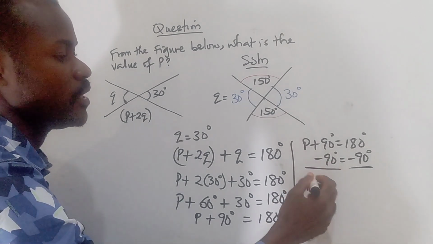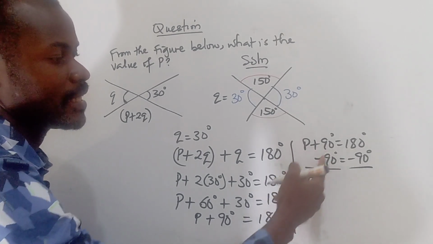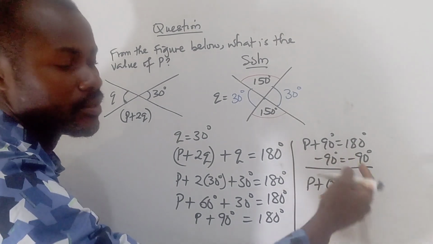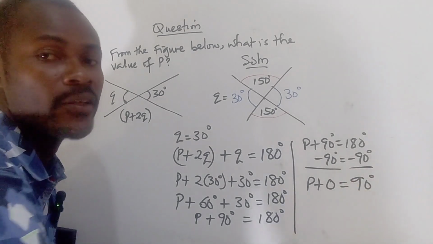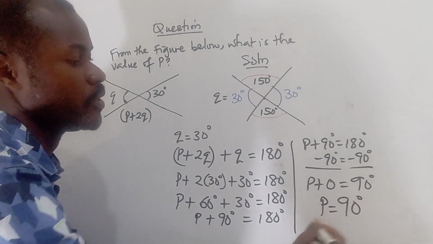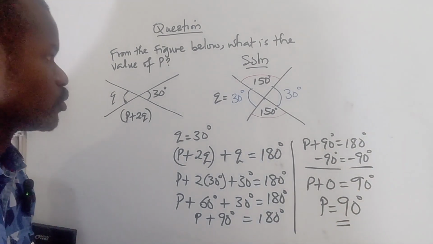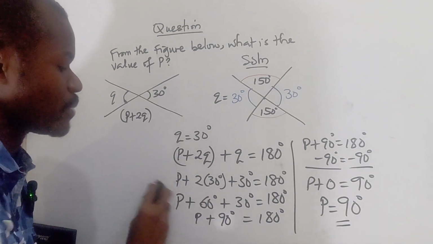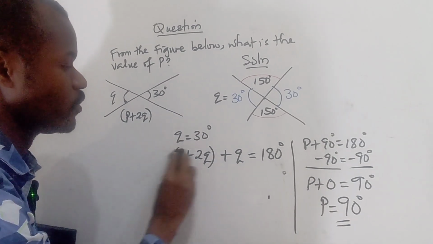So P plus 90 minus 90 is 0. And 180 minus 90 degrees will give us 90 degrees. So P plus 0 is P. So P is 90 degrees. Remember the question says we should find the value of P. So this is one approach to find the value of P.